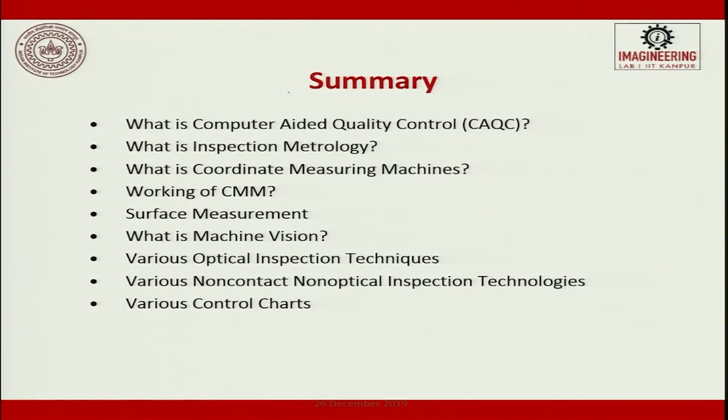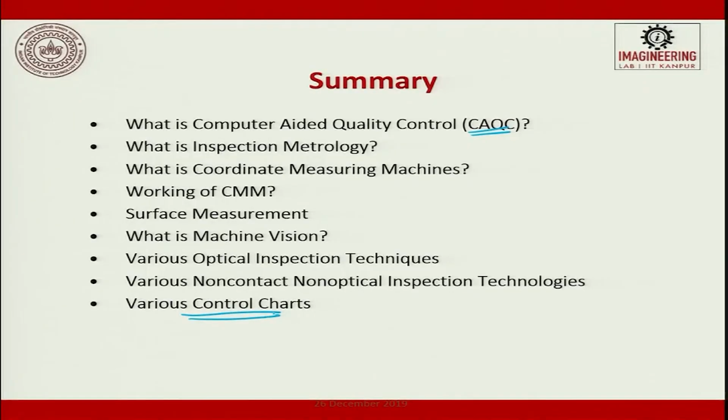To summarize, what we have seen in this chapter is what computer aided quality control is, what inspection metrology is, what a coordinate measuring machine is and how it works, surface measurements, what machine vision is, various optical inspection techniques, various non-contact, non-optical inspection technologies, and the last one, various control charts. All these things we have studied under the topic of computer aided quality control. Today, statistical process control or statistical analysis is exhaustively used to evaluate the process, wherein we use various control charts to acquire the data, store and keep the data. So, thank you.